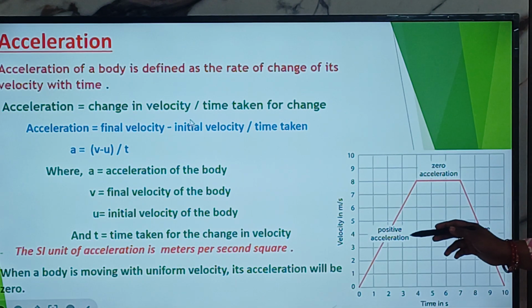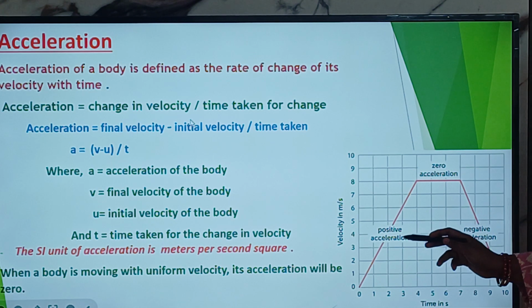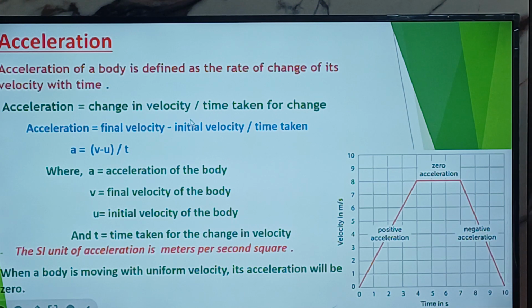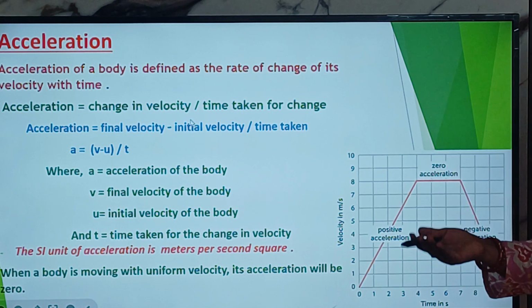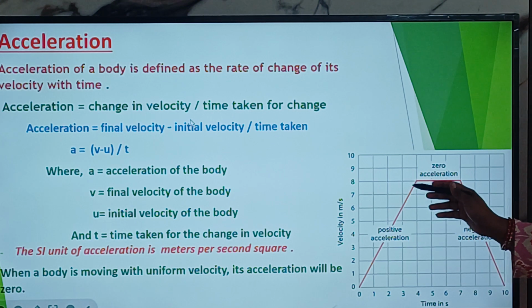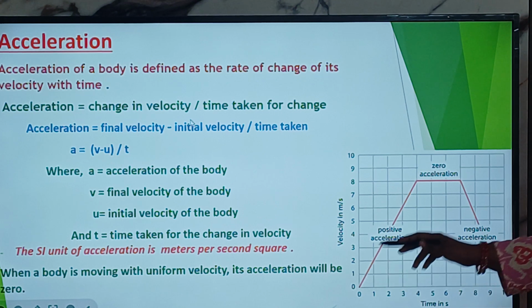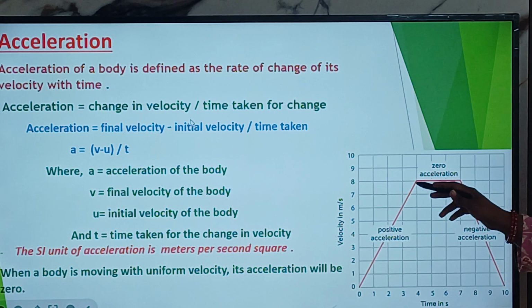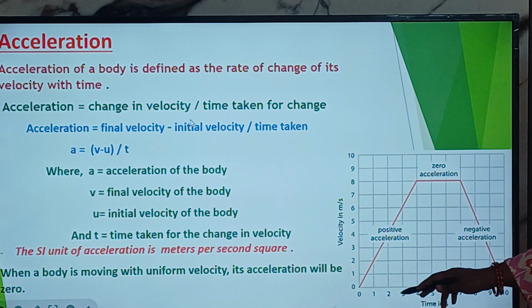Now, coming to positive acceleration and negative acceleration. What is positive acceleration, children? Suppose the body is moving with a certain velocity. Let us take again the same example, 20 meter per second. Suppose a body is moving with 20 meter per second, and we have applied the brake and the velocity of the body increases. So when the velocity of the body increases, suppose the initial velocity was 0 and the final velocity has become 8 meter per second, with equal increase over each time interval.